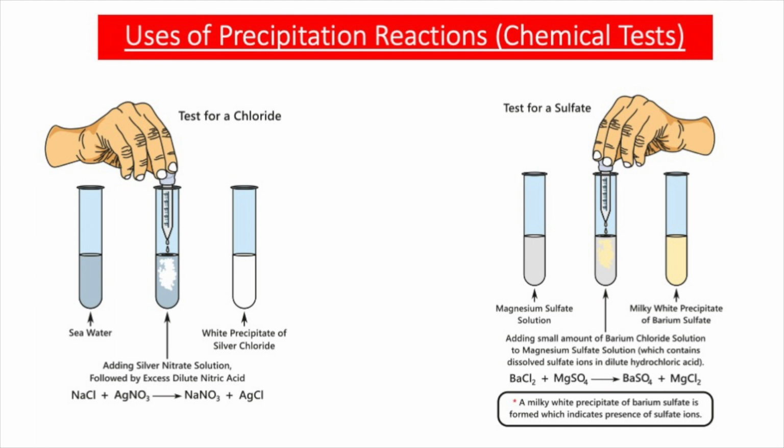Chemical tests are therefore a major use of precipitation reactions, because we can identify ions such as the chloride ion and the sulfate ion by adding soluble salts to solutions of these ions and identifying the presence of these ions by the precipitates that form.